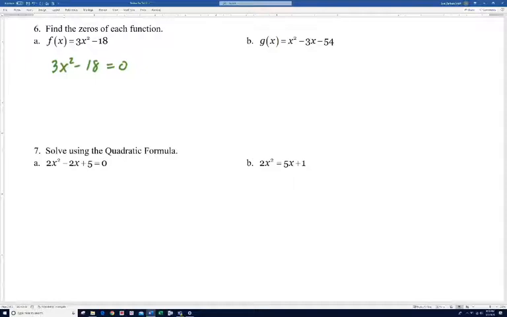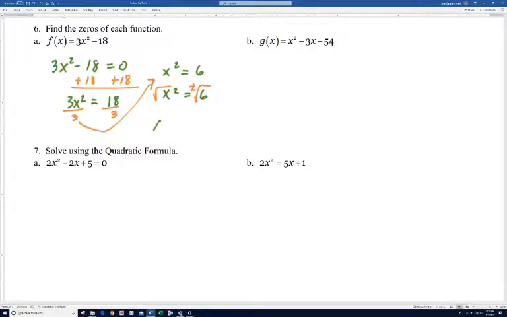And to solve that, now first of all, there is no x term, so I would be thinking I want to use the square root method. So let's add 18 to both sides. Remember, our goal is to get the x squared by itself, and then we can divide by 3. We get x squared is equal to 6. We'll take the square root of both sides. We get x equals plus or minus the square root of 6.